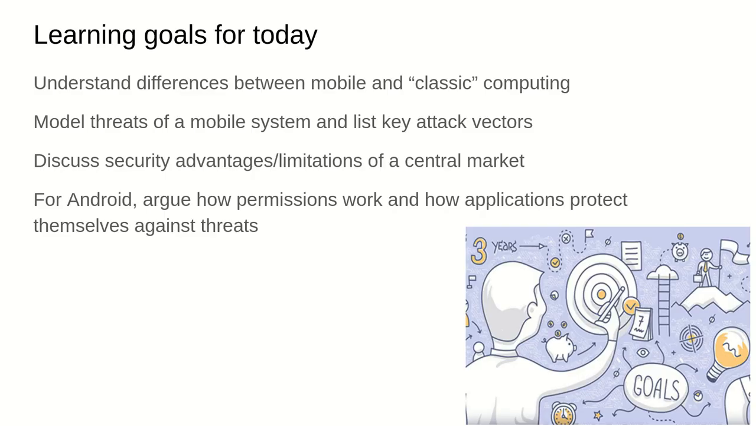The learning goals for today are as follows. First, we want to understand the differences between mobile and classic computing and model threats of mobile systems against different kinds of attack vectors. We'll discuss security advantages and limitations of using a central marketplace to install applications, and for Android, argue how permissions work and how applications protect themselves against threats. So these are the learning goals for today and also what we're going to discuss today.